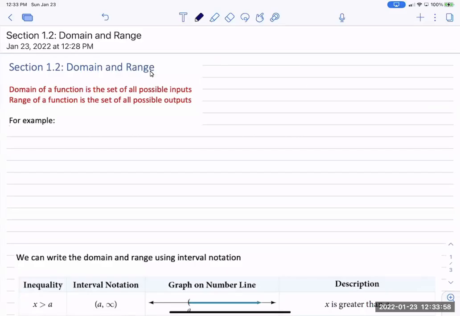Hi everyone, in this video we're going to talk about section 1.2, which is domain and range: what the domain of a function is and what the range of a function is. The domain is the set of all possible inputs. In the XY system, the domain will be the x values. And the range is all the possible outputs, which are the y values.